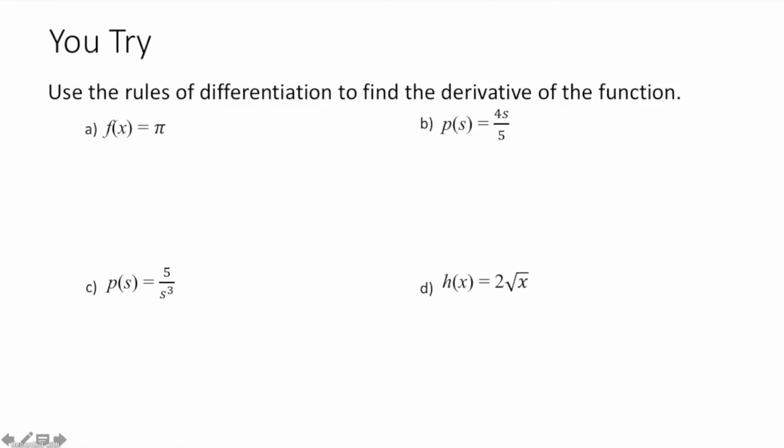Okay, so here we have f of x is equal to pi. Now this is a constant function because pi is just a number. So if I want the derivative of a constant function, we know that that is just going to be 0. Anytime you take the derivative of a constant, it's going to be equal to 0.